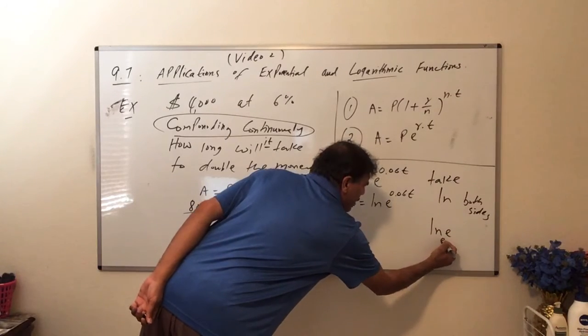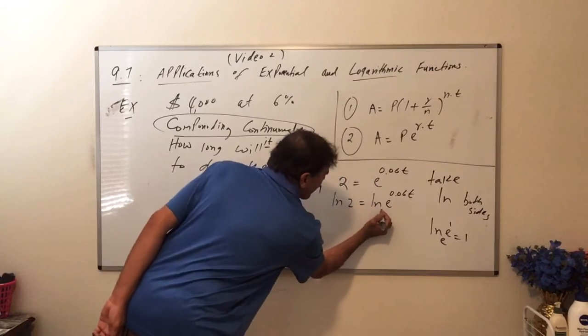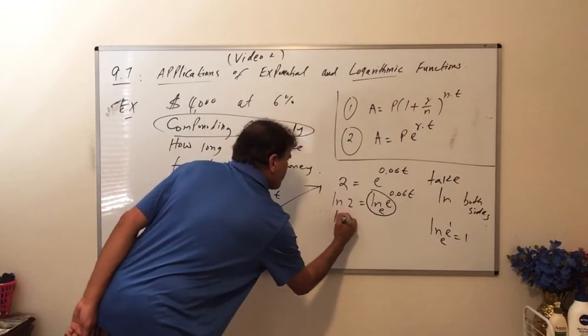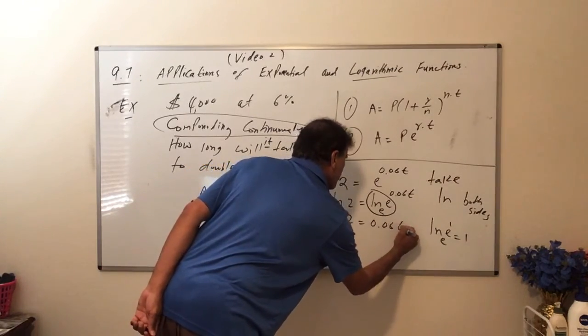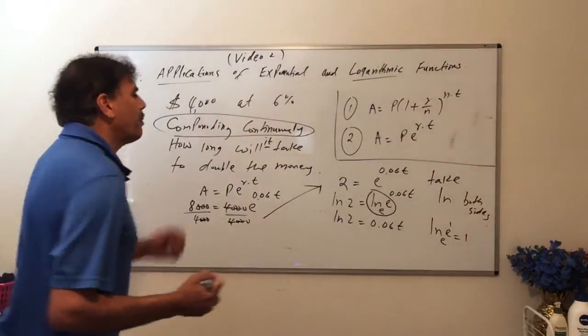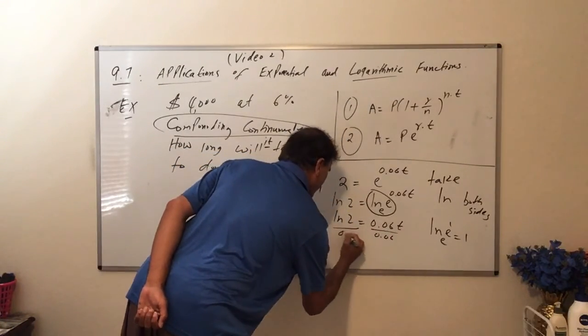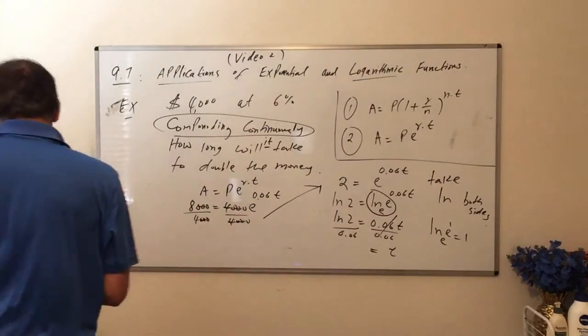And remember, we did a ln e. Well, ln has a base e, so the answer is what? It's just 1. So this one cancels out, but this is e here. So this part is gone. So left over is ln of 2 equals 0.06t. So just divide both sides by 0.06. Cancel. So now you can use the calculator.